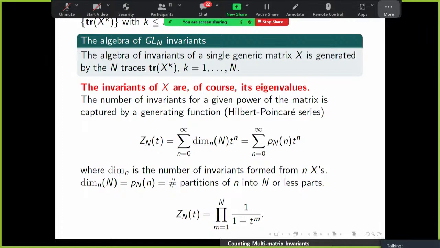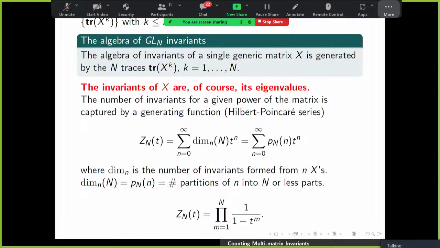It's useful, if I'm going to count how many invariants there are, to put the expressions into a generating function and write down Zn of t as the object of interest. This dem n of n is what I'm trying to count, and I put a variable with it, make a formal polynomial, and the sum from n equals 0 to infinity of dem n of n t to the n gives me this Zn of t.